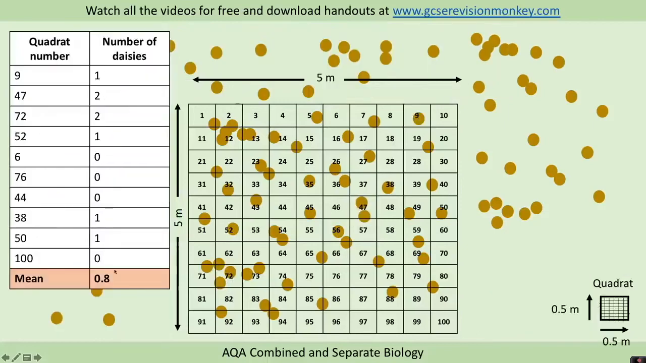And we're going to then calculate a mean number of daisies per quadrat. Because we're going to use this number again in a minute in a calculation, I'm just going to leave it as a decimal rather than rounding it, as I would normally with a mean. So we've got a mean number of daisies per quadrat, and now we need to use this to estimate the number of daisies in the whole school field.